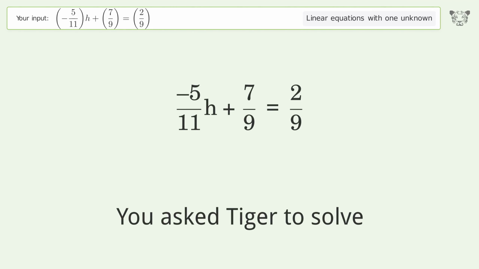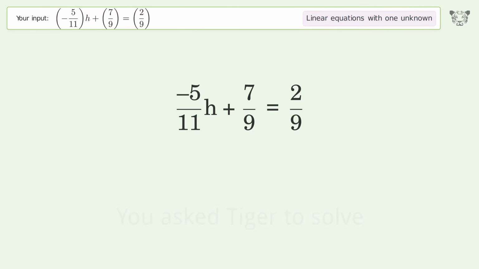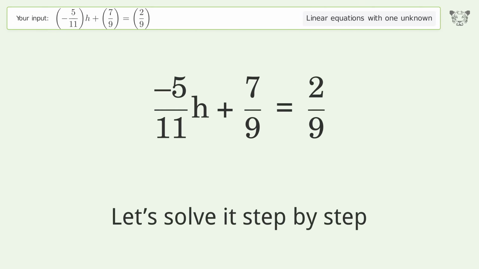You ask Tiger to solve. This deals with linear equations with one unknown. The final result is h equals 11 over 9. Let's solve it step by step.